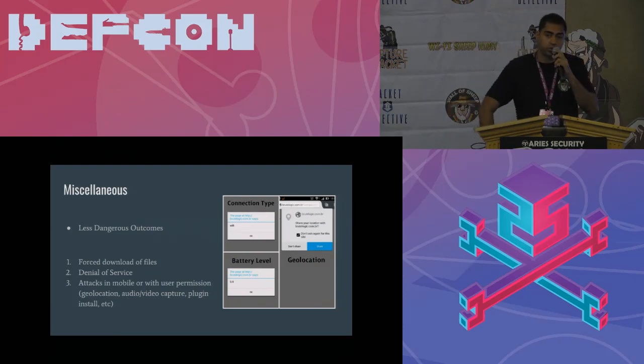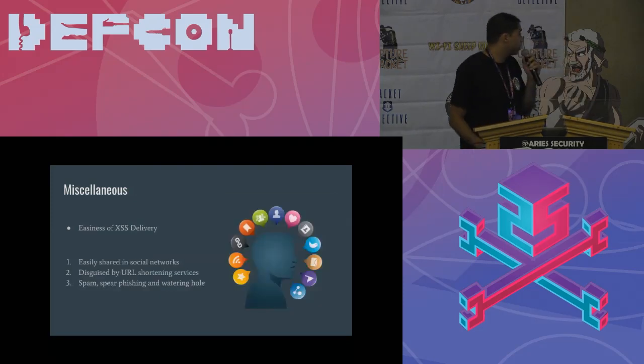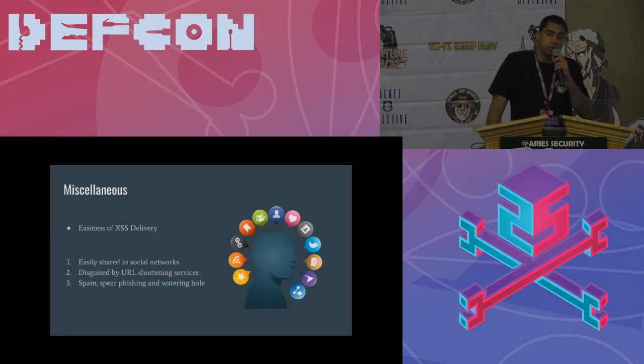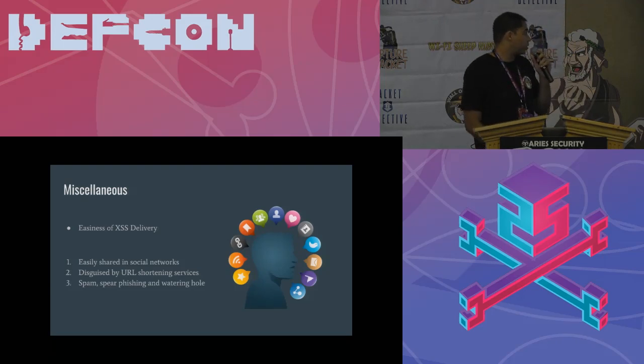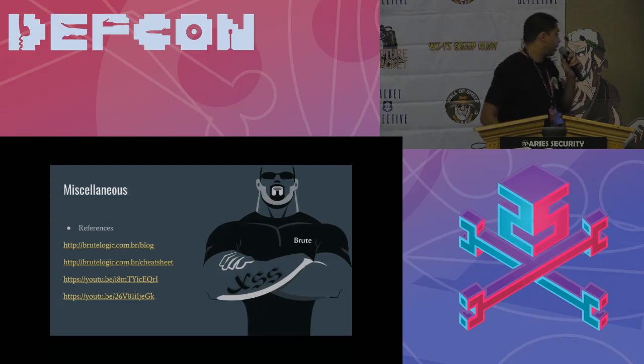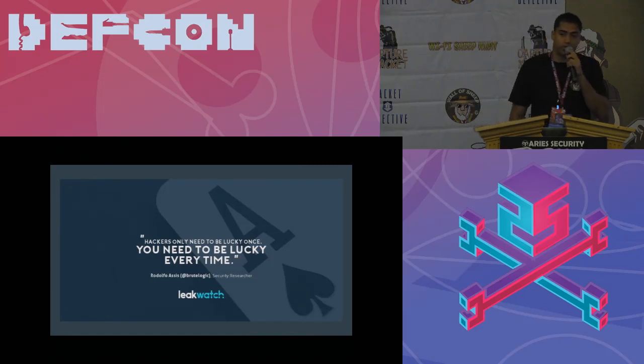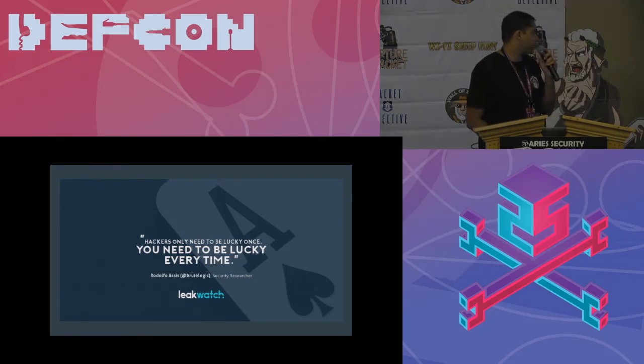We have less dangerous outcomes, like forced download of files, denial of service, and we can also get some geolocation or audio and video capture, but with permission of the victim. It's very easy to deliver XSS because we can share it in social networks. We can disguise it with URL shortening services. And we also have spam, spear phishing, and waterhole techniques to help the attacker or the tester. Here are some references from my blog and my YouTube channel, so you can check them later. And here is a reminder, if you are not convinced yet of how dangerous an XSS attack can be.